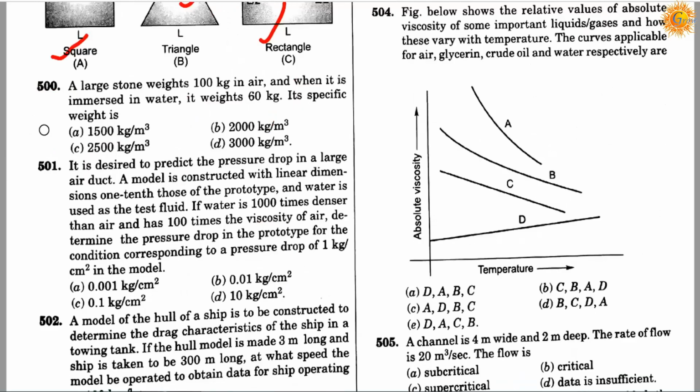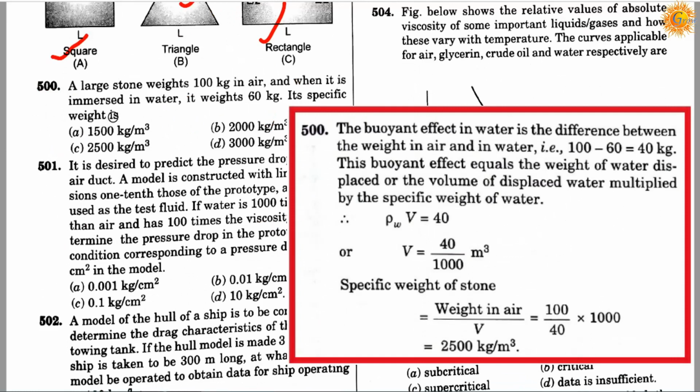Question number 500. A large stone weighs 100 kg in air, and when it is immersed in water, its weight is 60 kg. Its specific weight is: option A, 1500 kg per meter cube; option B, 2000 kg per meter cube; option C, 2500 kg per meter cube; option D, 3000 kg per meter cube. Correct answer is C, it's 2500 kg per meter cube.